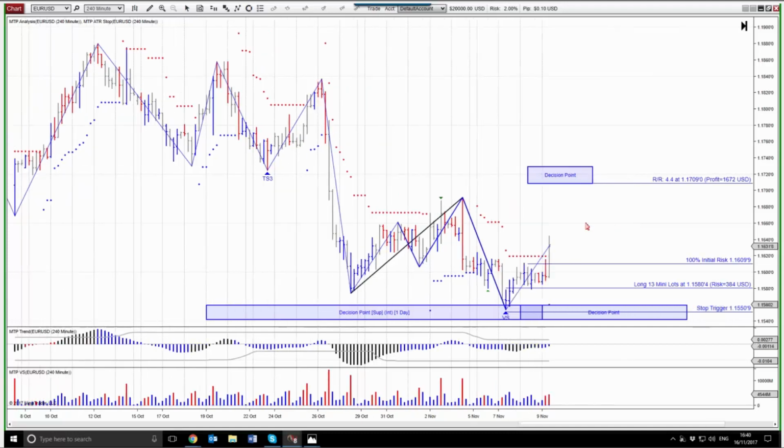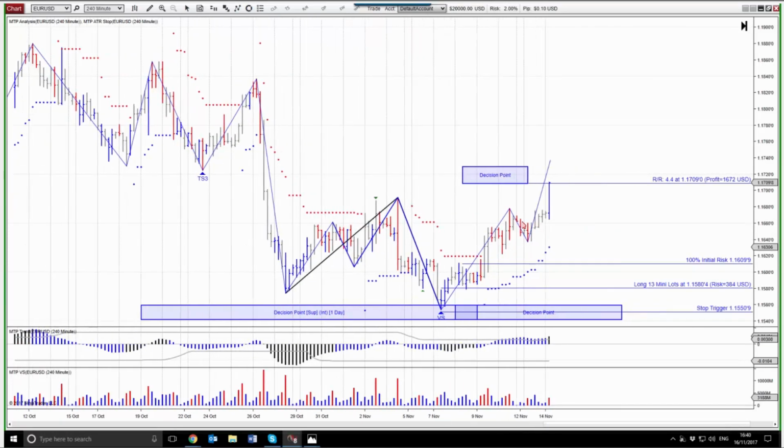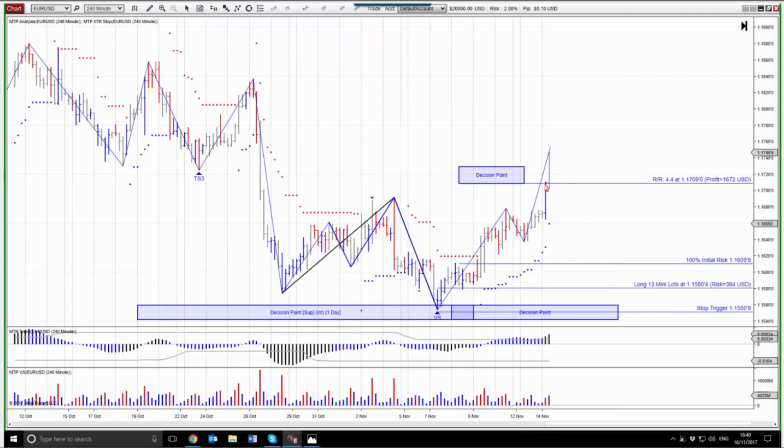Yes, Tim, this is the euro US dollar, so Forex. The market carried on going up and reached the level there.